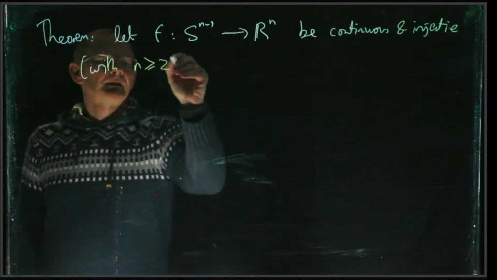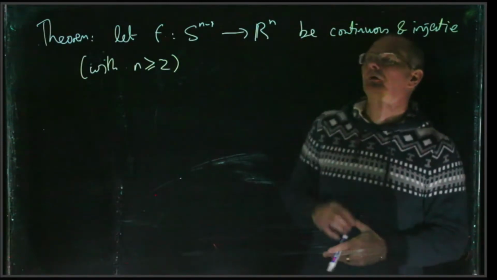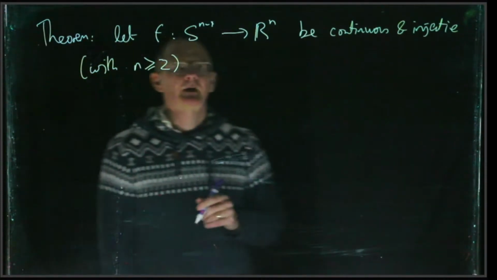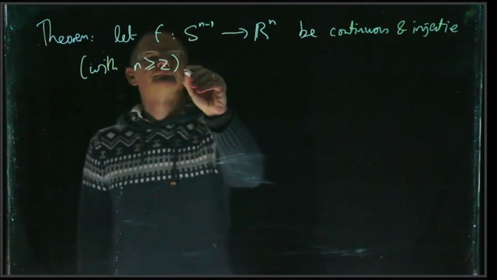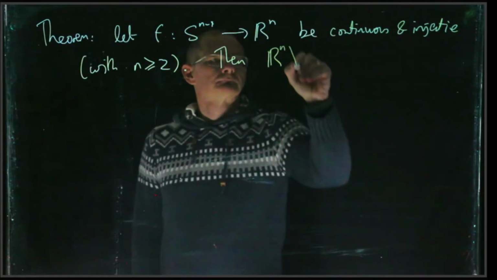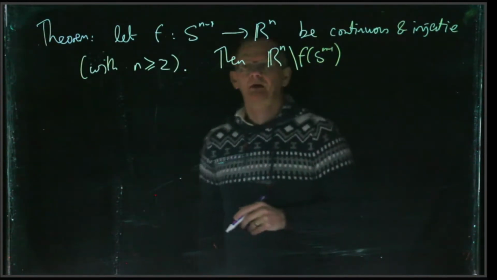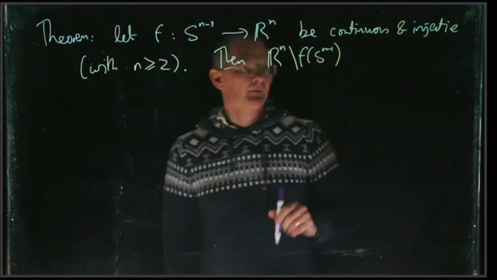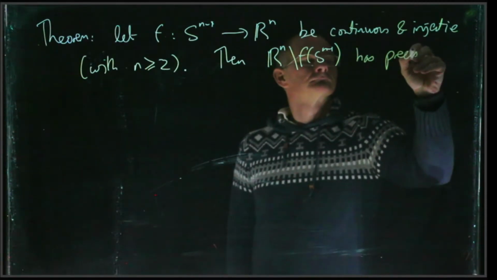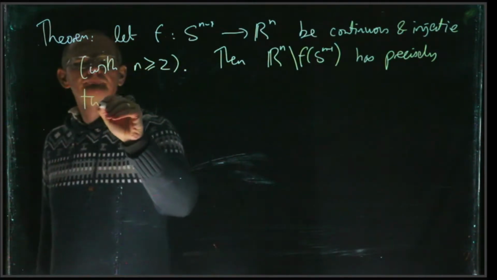So n is going to be at least 2 here. So R^n, a plane, or R^3 or something, or bigger than that. And we've got a continuous map in from the (n-1)-sphere. So we're going to form the complement here, the R^n, and remove this f of S^(n-1). So I'm going to claim this has precisely 2 path components.